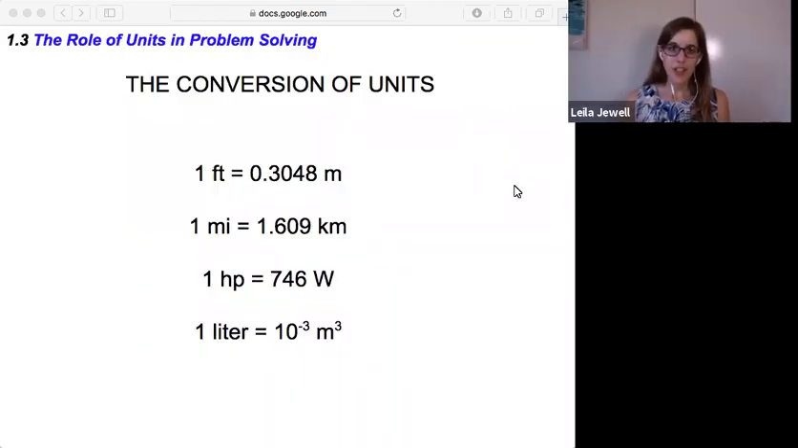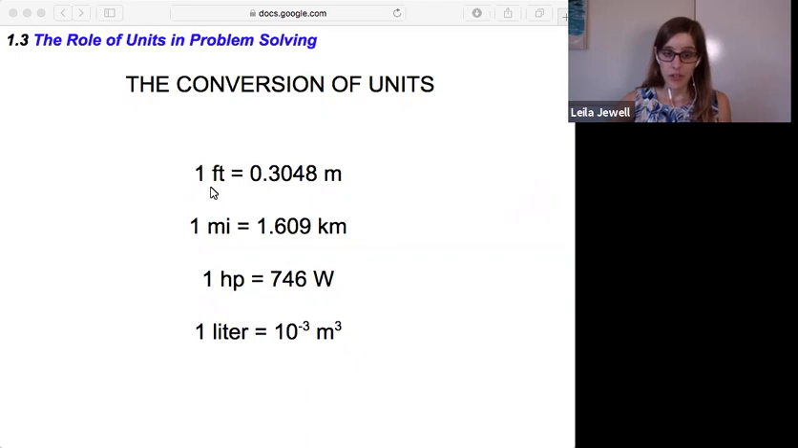Section 1.3, the role of units in problem solving. Now we'll see how we can actually use those units. First off, we're going to often need to convert our units. So you might have to convert from the English system to the SI metric system.